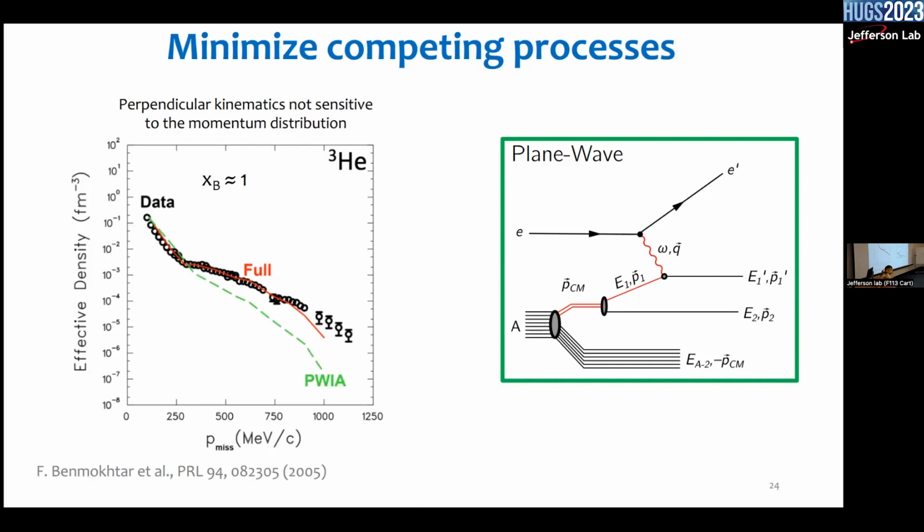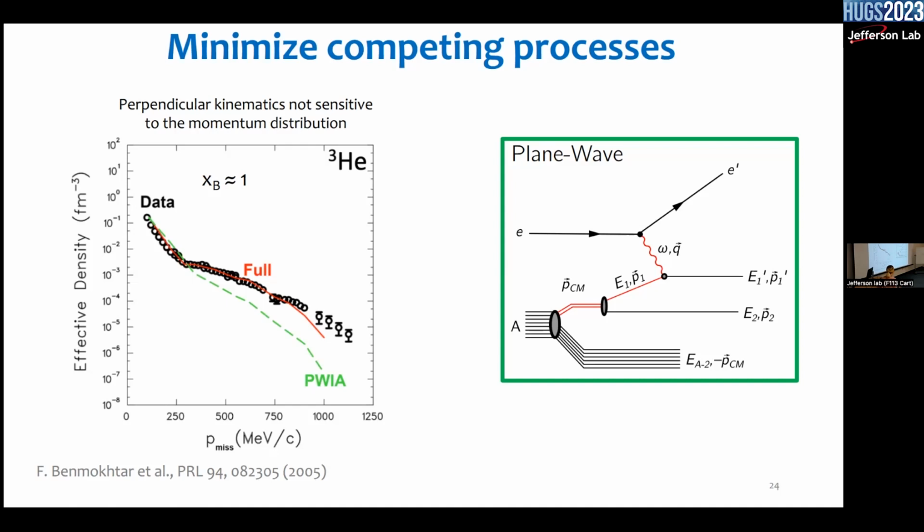Okay, so we talked about yesterday, where does this not always work? There are different types of kinematics that you can choose. It's all quasi-elastic scattering, essentially, but the perpendicular kinematics are not always sensitive to the full momentum distribution. So this was some of the earlier data that was taken on helium-3, where they took it basically right at x equals one, and they have their data and a pretty large deviation as they went out to high missing momentum from the plane wave impulse approximation picture.